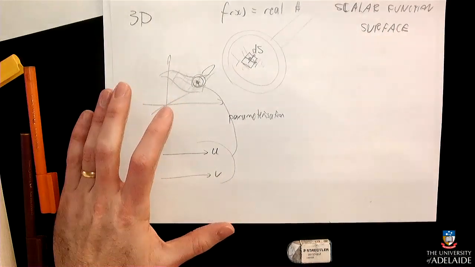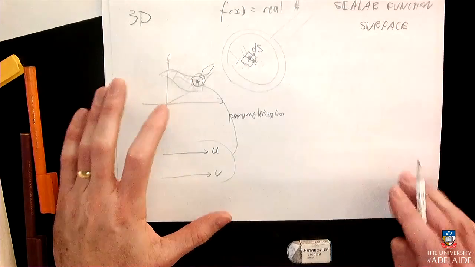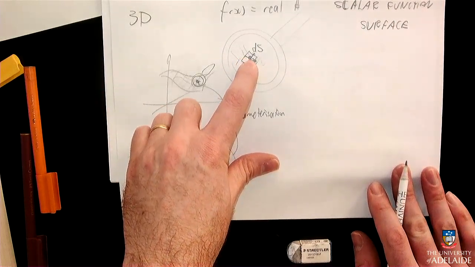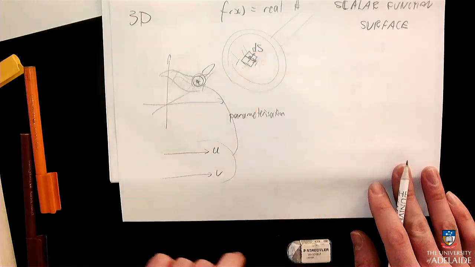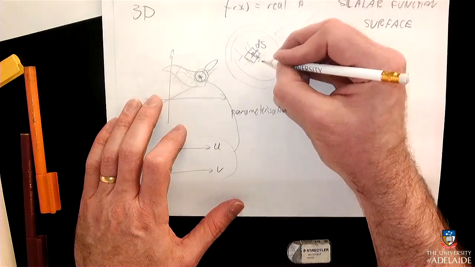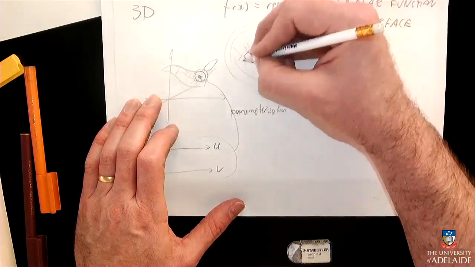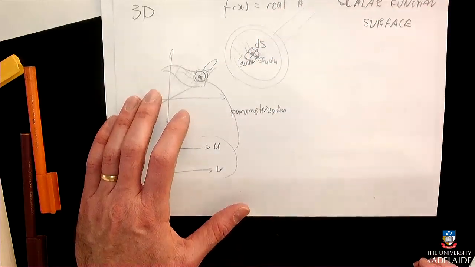All right. So one direction is going to be the derivative of the position I'm at as I move in u, and one direction is the derivative of the position I'm at as I move in v. So this direction might be x_u du, and this direction might be x_v dv. Okay.